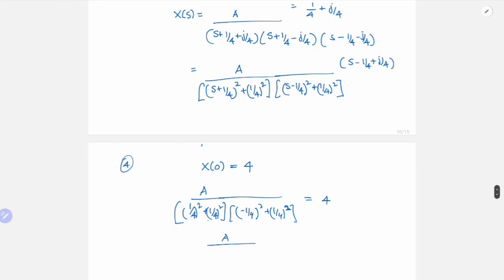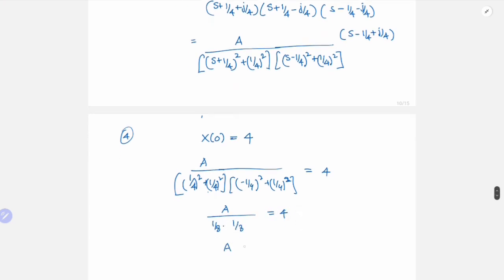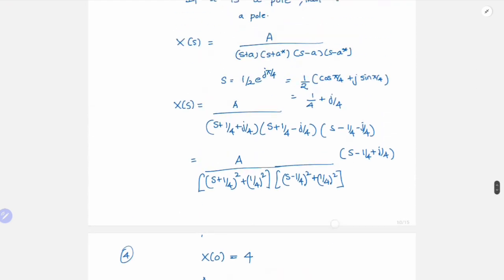So A by, this is 1 by 16 plus 1 by 16, which is nothing but 2 by 16, 1 by 8, into 1 by 8, equal to 4. A into 64 is equal to 4. So A is equal to 1 by 16, right?